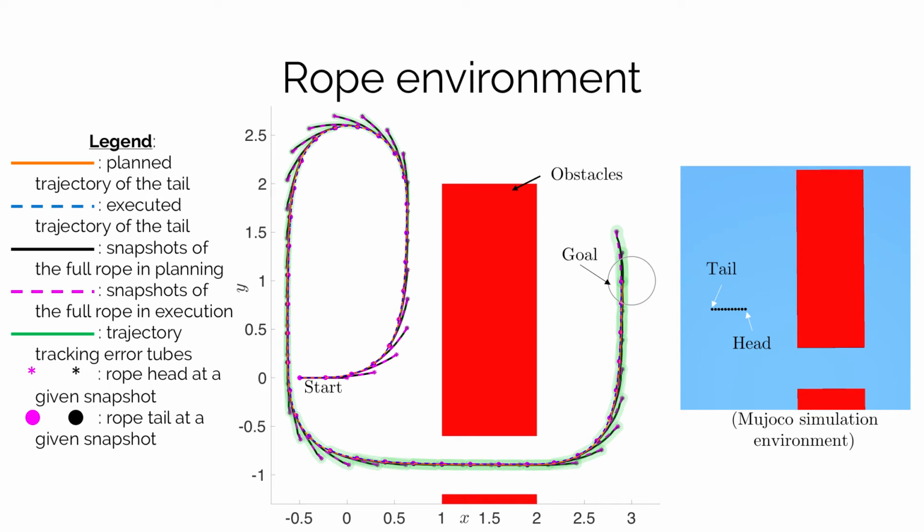Our rope dynamics are simulated in MuJoCo, which captures the complex interactions between the rope and the ground and between adjacent links. Our task is to steer the tail of the rope to the goal position while ensuring that the rope remains collision-free in the process. This is highly challenging since we can only indirectly control the tail by moving the head and by using a model of the remaining links to determine the tail's motion.